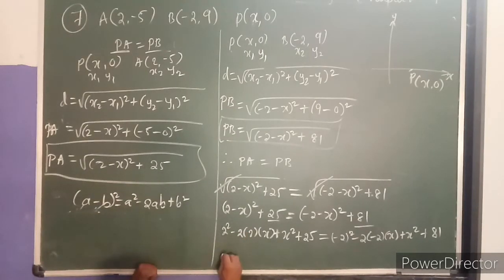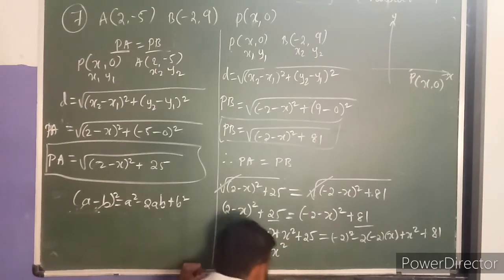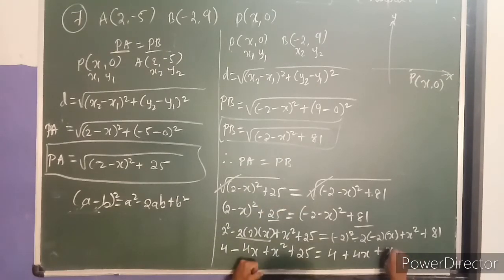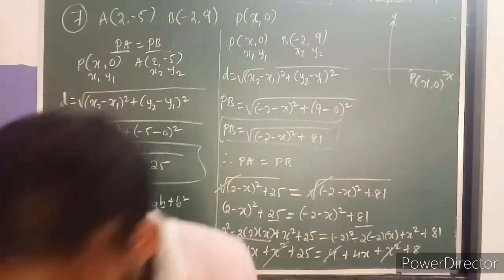So here 2 square is 4 minus 2 into 2 into x, 4x, plus x square plus 25 is equal to minus 2 square is 4 and minus into minus is plus 4x and plus x square plus 81. The plus x square and plus x square get cancelled. If you transpose this side, it will become minus. This plus 4, if you transpose, it will become minus. This 4 and this 4 get cancelled. Now the remaining part I will write on the top.